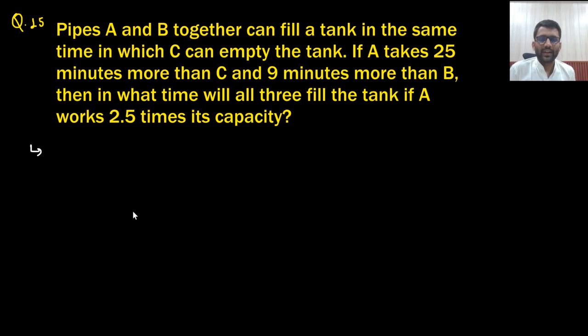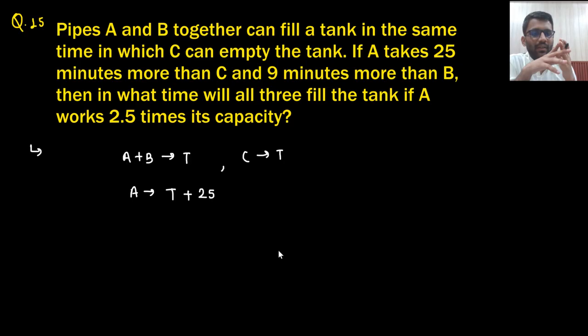A and B can together fill a tank in the same time in which C can empty the tank. Okay, so A plus B provides you T. So C takes T time as well. Basically, C also takes T time to empty the tank. If A takes 25 more minutes than C and 9 more minutes than B, then A is taking 25 more minutes, and C would also take time T.